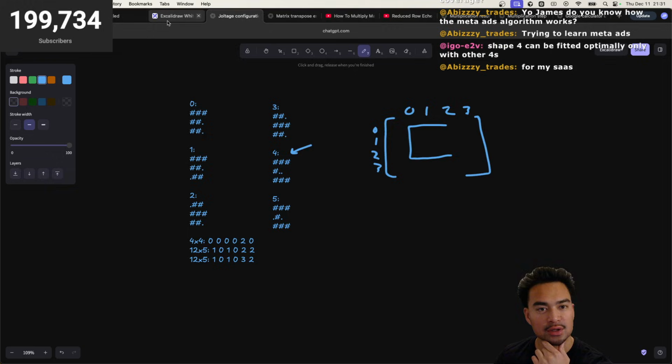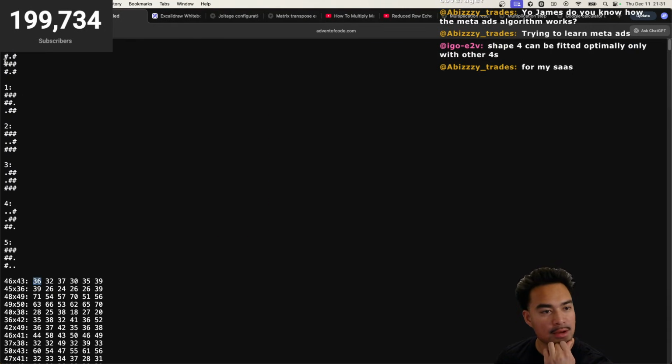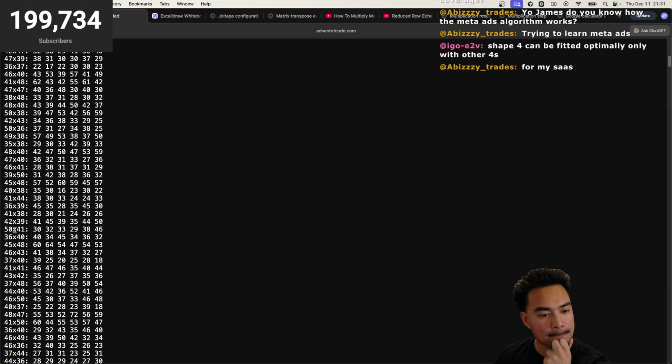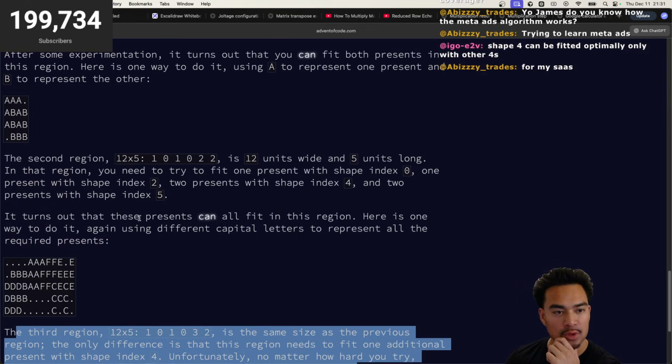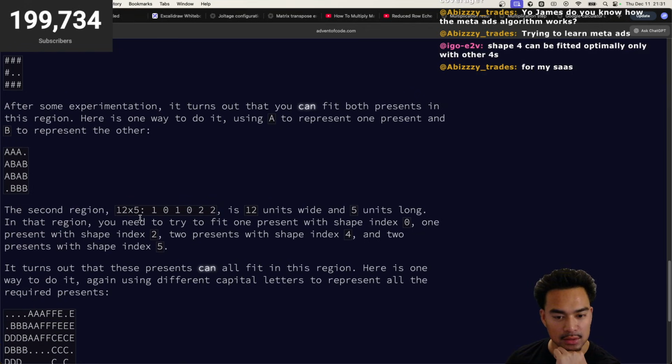Yeah, I guess we can just look at the shapes. I guess it has to hit the floor though, does it? Or can they be floating?